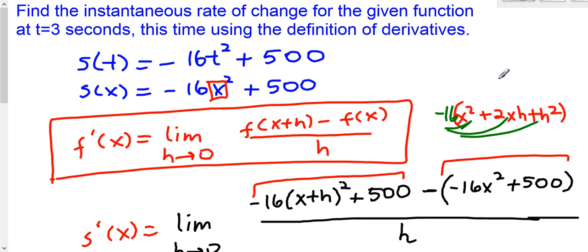So first, we're going to do a few more examples using the limit definition in the next segment.